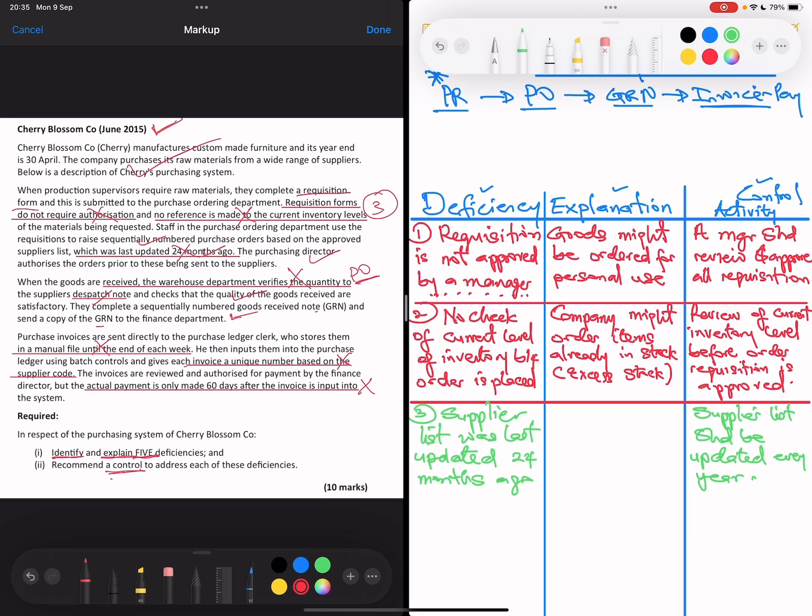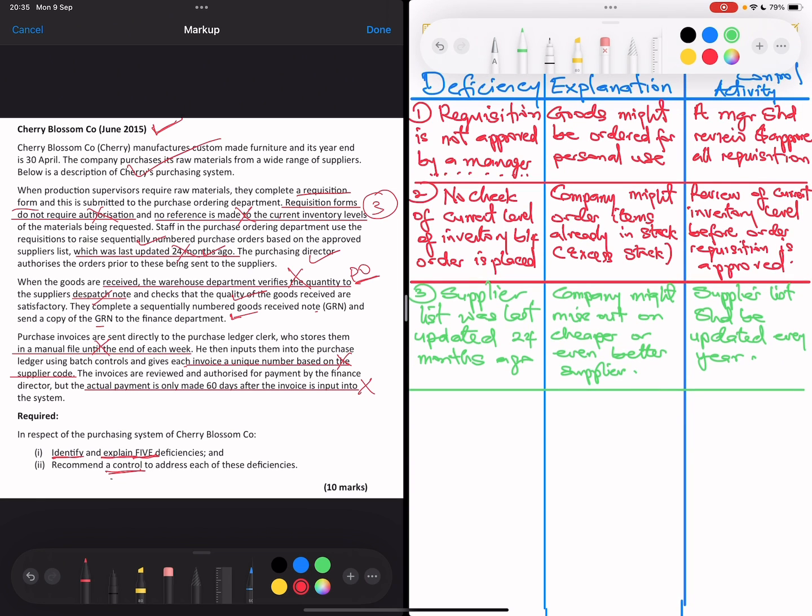And what's the explanation? The explanation is what could go wrong. The fact that the company might miss out on a cheaper or even better supplier, because some suppliers can just have better quality. So you might miss out because you are not checking, you are not adding new suppliers, you are not removing the bad ones, you just left them there, which is not good. Okay, so we've taken care of that.